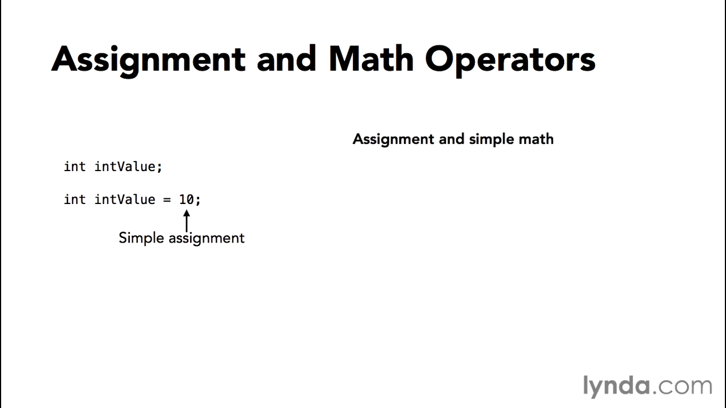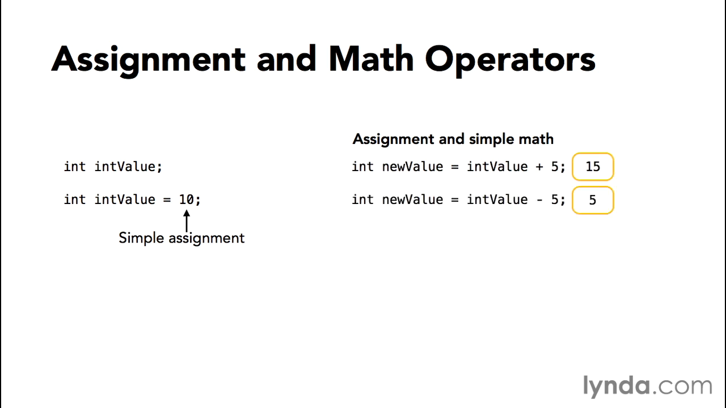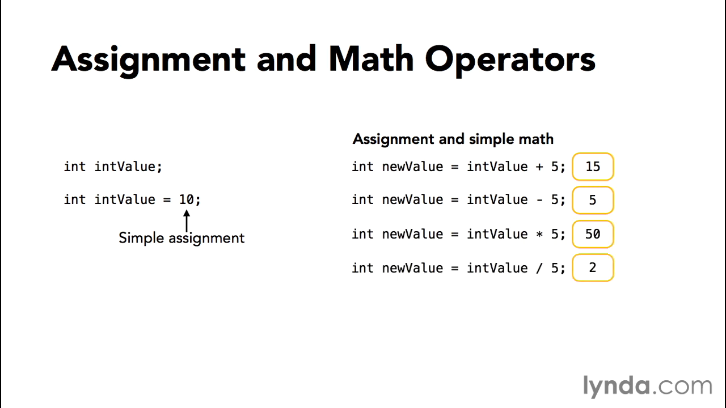But you can also execute mathematical operations as you assign a value. These would be expressions that evaluate to the correct data type. The plus operator is for addition, the minus operator for subtraction, the asterisk for multiplication, and the slash for division. There's also the percent character, which is the remainder operator, also known in some languages as the modulus operator.